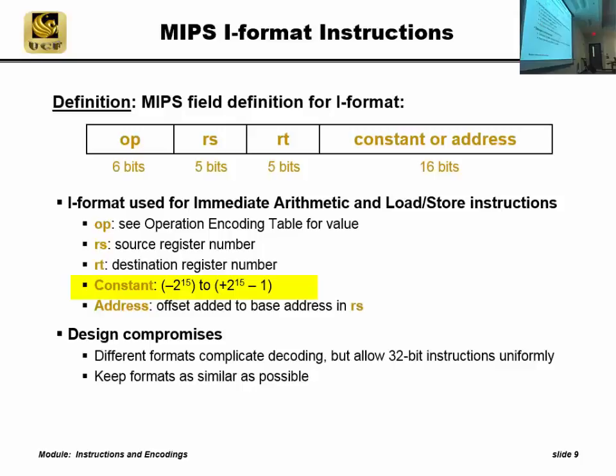What's the range of this constant? We have 16 bits. We start with 32. This was 6, this is 5, this is 5. It's in the reference sheet. So that's 16 from 32 leaves us 16 for this field. I give you 16 bits.